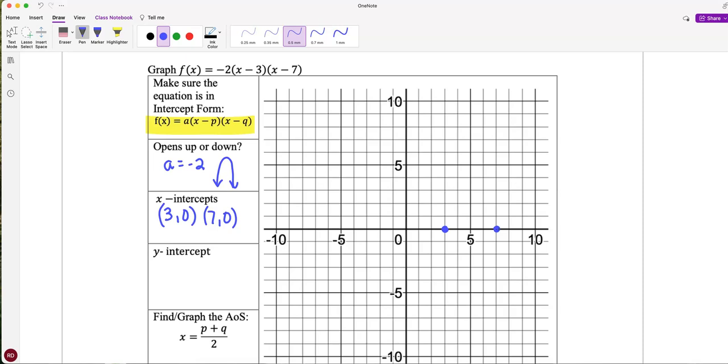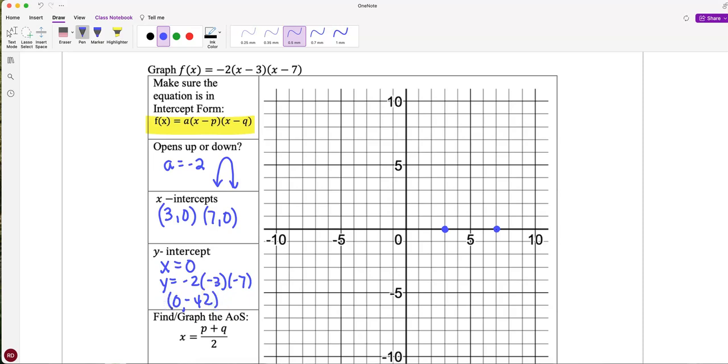The y-intercept. The y-intercept is what you get when x equals 0. So y will be -2 times -3 times -7. So this is what? -42. So 0, -42. That's going to be off of my graph.